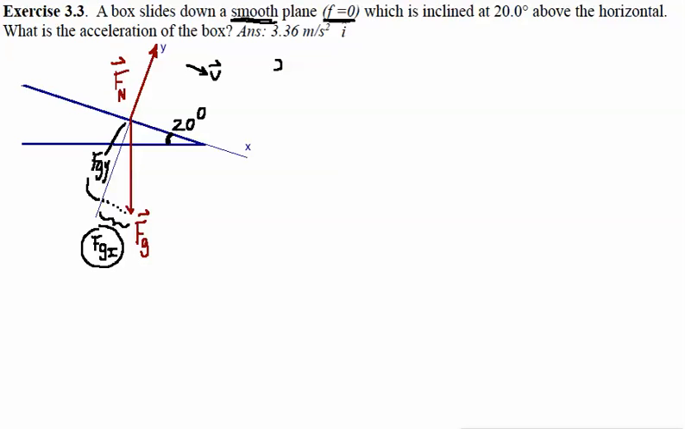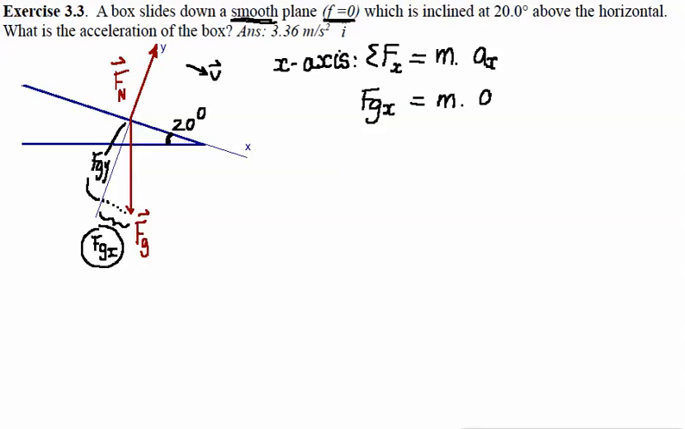So we'll use the x-axis to apply the first principle, which is Newton's second law, and that says that the sum of the forces along the x-axis is equal to the mass times the acceleration along the x-axis. Now along the x-axis I can see that Fn doesn't have any component because Fn is along the y-axis. So only Fgx is along the x-axis. How can you calculate Fgx?